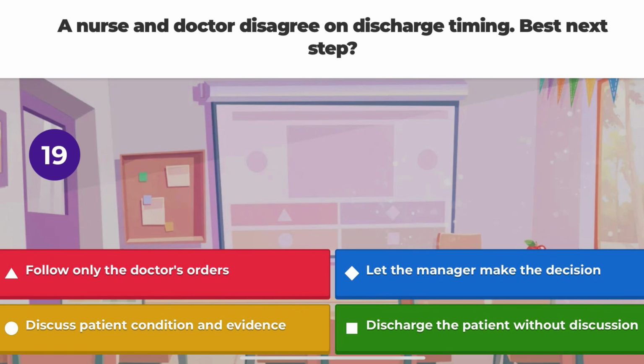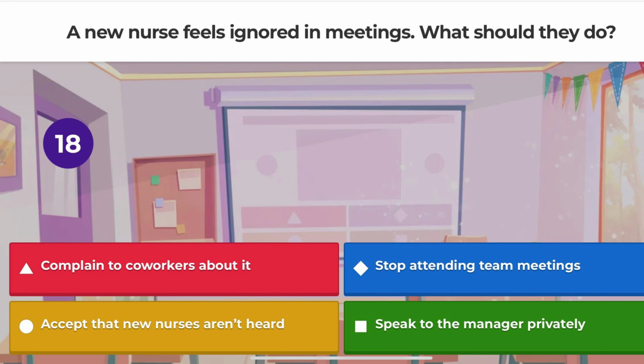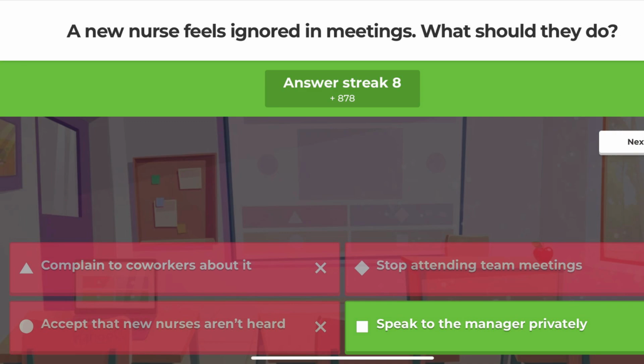And now we're going to move into some scenarios. A nurse and doctor disagree on discharge timing. What is the best next step? And the answer to that is the circle. Discuss patient condition and evidence. A new nurse feels ignored in meetings. What should they do? And the answer to this one is the square. Speak to the manager privately.